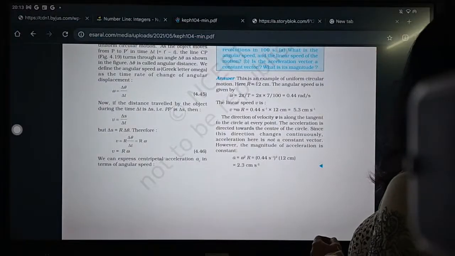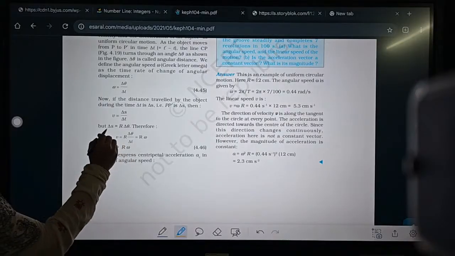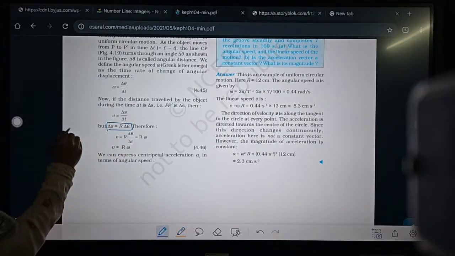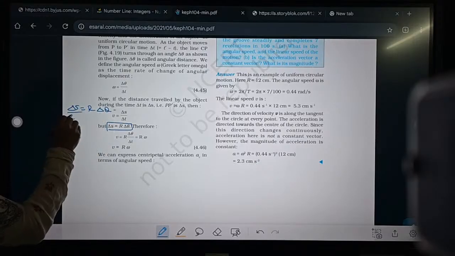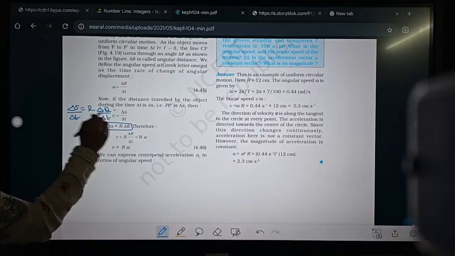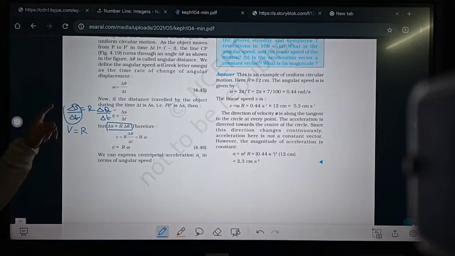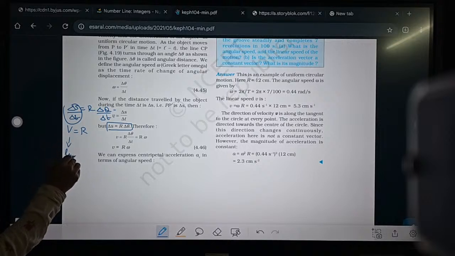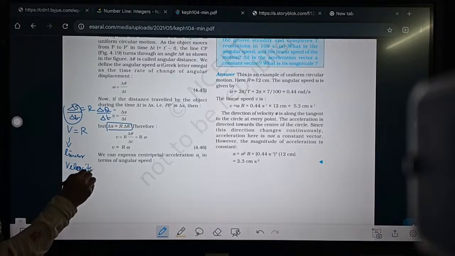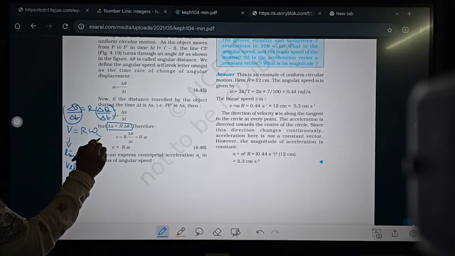So from this we can understand this: delta S is equal to R into delta theta. So we can divide both sides by delta t. Got it? So this is velocity. The rate of change of displacement is the linear velocity. And then this delta theta by delta t will be omega, that is angular velocity.